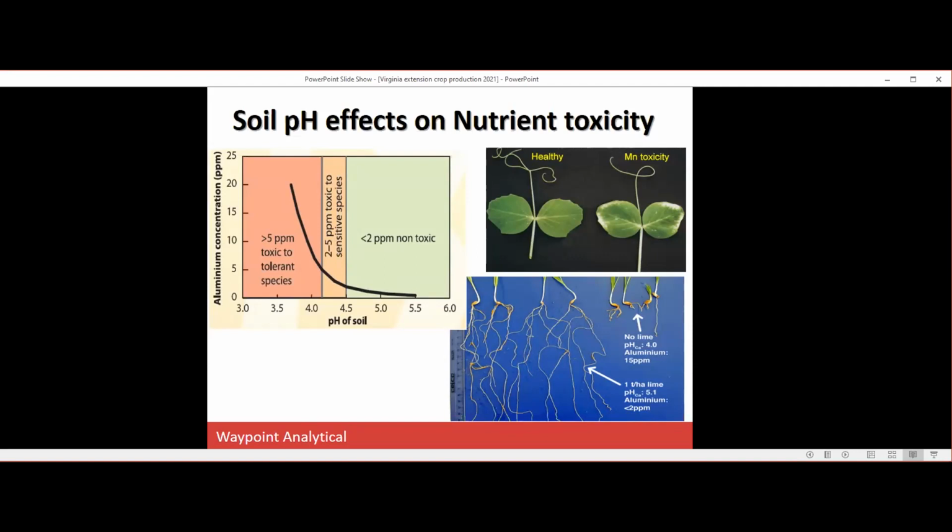On the bottom right-hand picture, you'll see what happens at a pH of 4 with aluminum at 15 ppm. You can see that we basically have no roots at all. Then at a pH of 5.1 that had a ton of lime applied to it, with less than 2 ppm of exchangeable aluminum, you can see how healthy the roots are. So ideally, if your pH is low, we don't want it to go below 5.5, because that's when we start seeing real issues with aluminum toxicity.